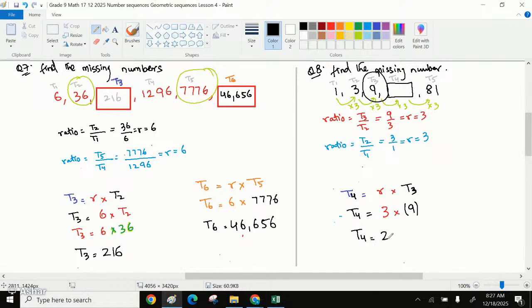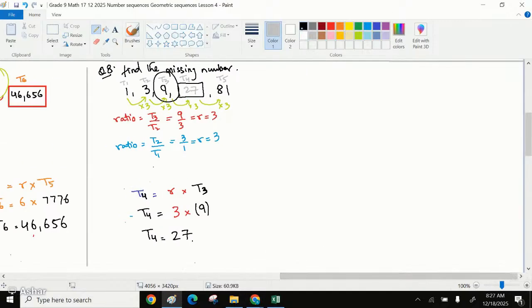3 times 9 is 27. That means the answer over here would be 27. Okay, let's move on further. Let's see the next question.